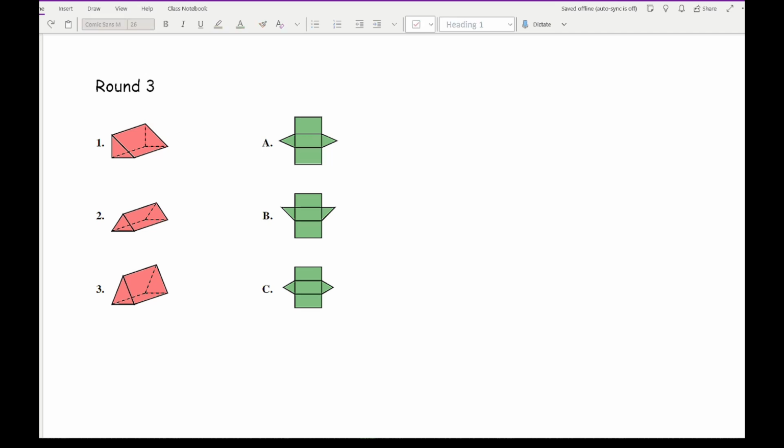Now looking at question 1, we've got a right-angled triangle prism. So what we're looking for are 2 right-angled triangles, and the only one that's got 2 right-angled triangles is B. Then we've got what looks like potentially an equilateral triangle, or one triangle that looks like that, and that's going to be the net of C. And then the one that's left is A, which looks like an isosceles triangle prism, which is going to be A. And there we go.